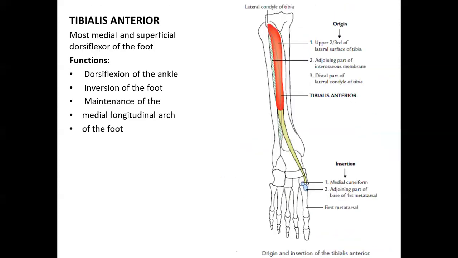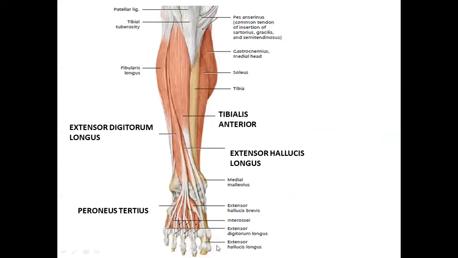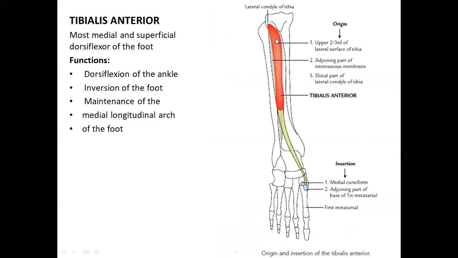To revise it again, we see that we have 4 muscles here. All of the 4 muscles we see here are pinnate muscles. They cross the ankle joint and are attached to the dorsum of the foot. They cause dorsiflexion of the foot, and all of these are supplied by the deep peroneal nerve. We have the tibialis anterior muscle. We have the extensor hallucis longus muscle. We have the extensor digitorum longus, and we have the peroneus tertius. When we look at the tibialis anterior muscle, this is a multipinnate muscle. Okay, it is the main dorsiflexor of the foot.